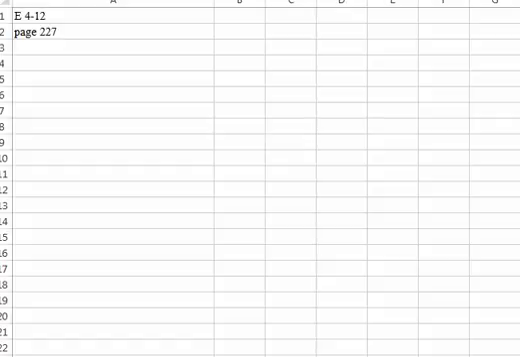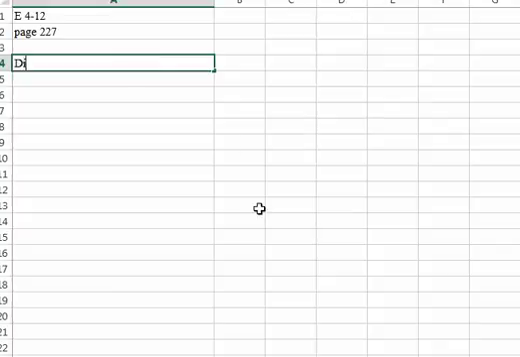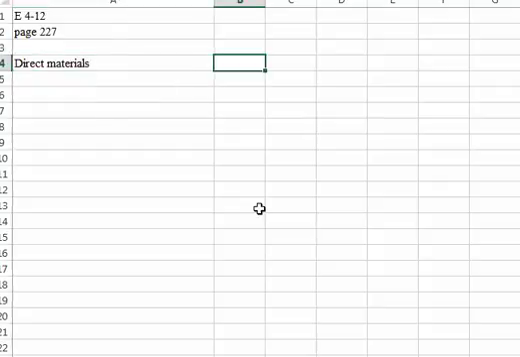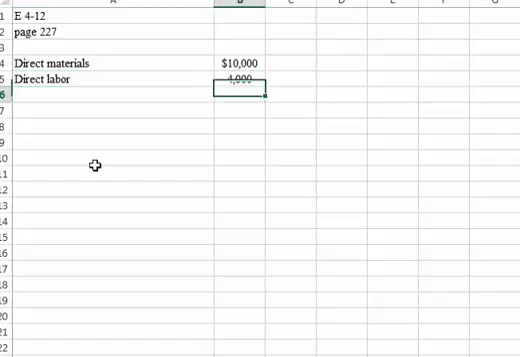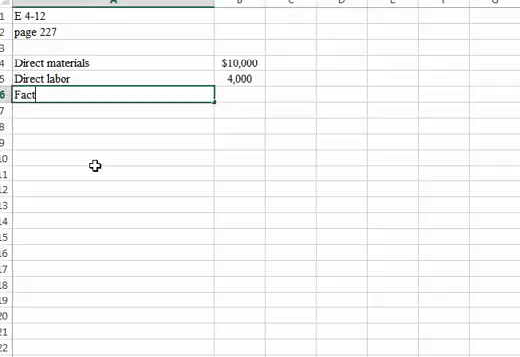So let's read through it. Job 19AB required $10,000 for direct materials. Okay, let's go ahead and put that in. We're trying to determine the cost of the job. Direct materials, of course, will be one component along with direct labor and factory overhead, of course. So we have $10,000 for direct materials. Okay, then direct labor is $4,000. And then we have factory overhead.